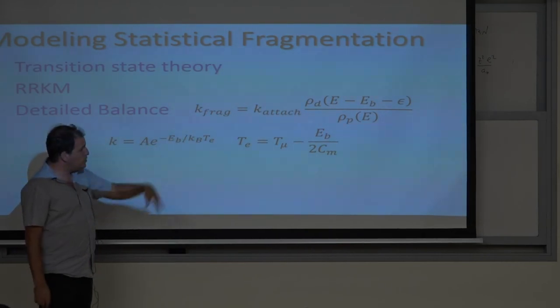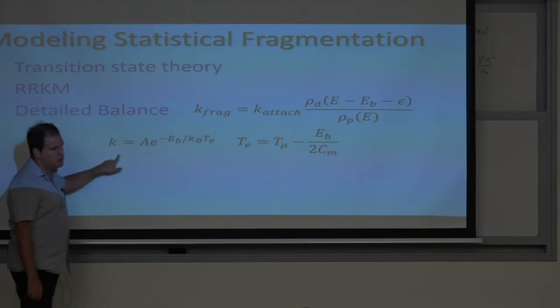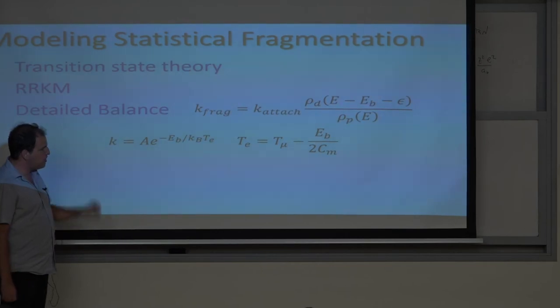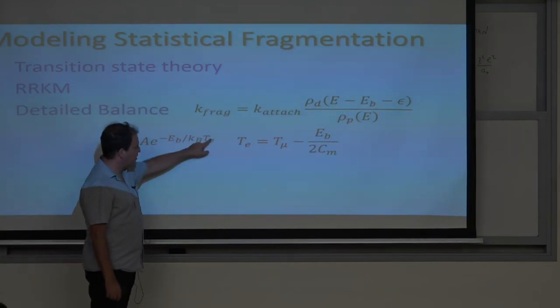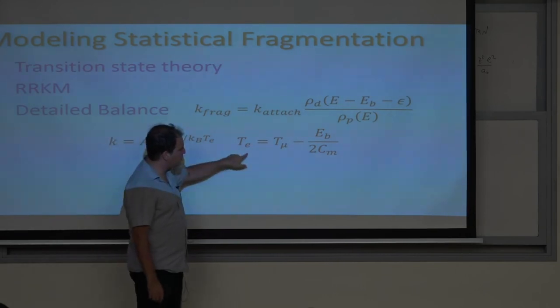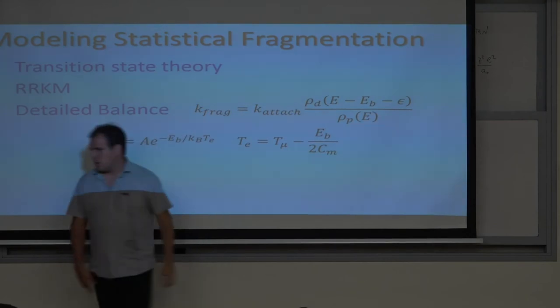So when you do this, you once again get the same Arrhenius decay law, but with a small correction. Instead of the temperature here, you have something called the emission temperature, which is the microcanonical temperature with some correction.